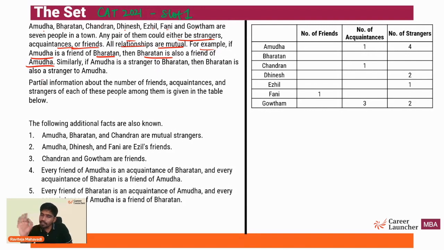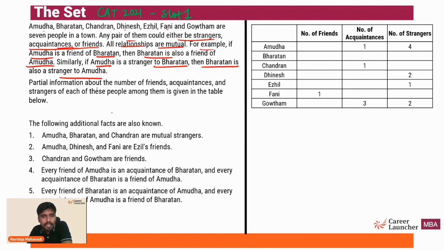That means if A is a friend of B, A gets 1 friendship, B also gets 1 friendship, but the total number of friendships is only 1, it's not 2. That's only 1 relation that has happened. Similarly, if A is a stranger to B, then B is also a stranger to A. Similarly, A is an acquaintance to B, B will also be an acquaintance to A. So all relationships are mutual is given, right?